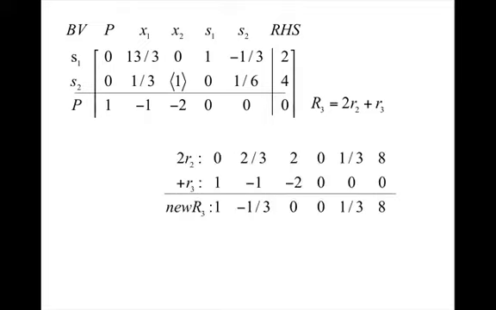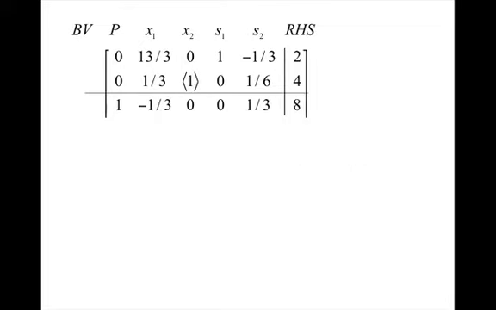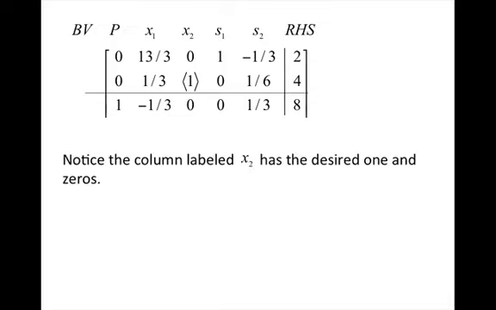So 2 times row 2 is 0, 2/3, 2, 0, 1/3, 8. Then when I add this to row 3, I get a 1, a negative 1/3, a 0, a 0, a 1/3, and an 8. So this becomes my new row 3. So as we can see, under x sub 2, I've got the 1 that I wanted and then the 2 zeros.